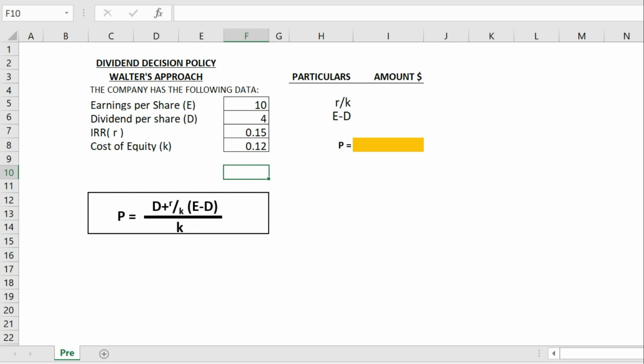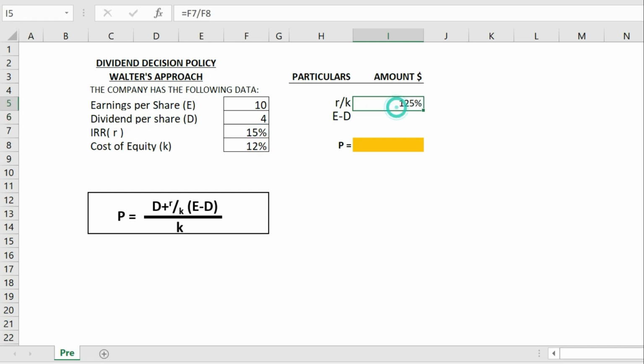P is equal to D, the dividend, plus R over K, E minus D, and R is the internal rate of return, which is 15%. Cost of equity is also 15%, and let's calculate it. R over K is R divided by K.